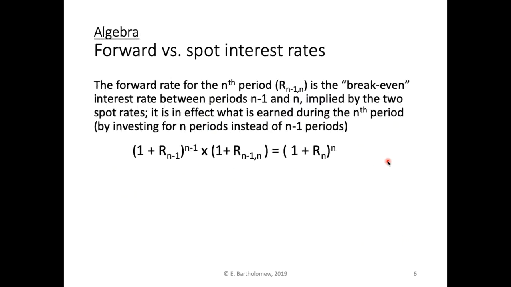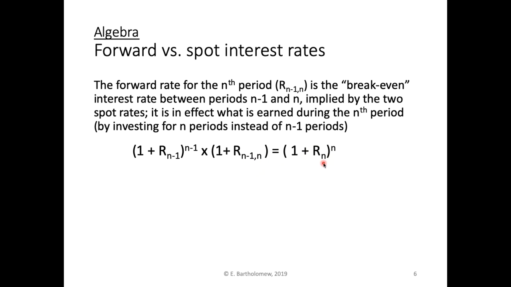So let's do some algebra now to generalize this. What we're saying here is that if we've got n-1 periods and we have a spot rate for n-1 periods, we will earn that spot rate compounded over that amount of time, n-1 periods. And if we then earn a break-even rate over the next period, the nth period, or between n minus 1 and n, that should break even then with the spot rate we would earn over n periods.